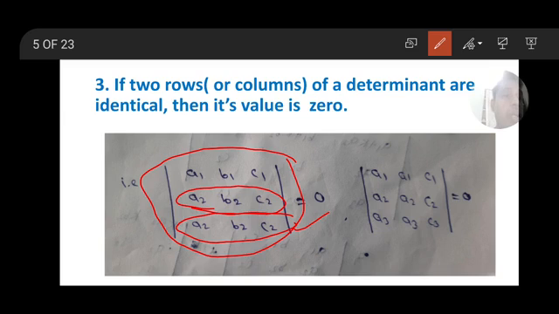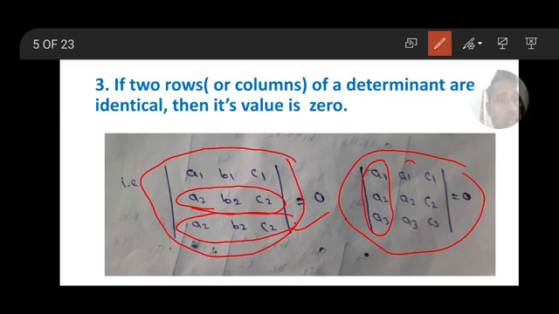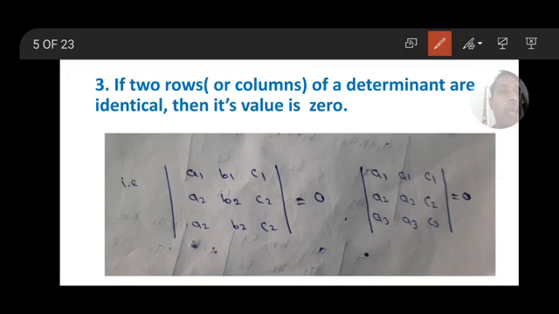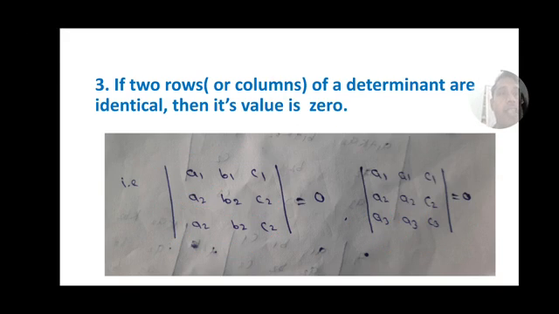For example, A1 A1 C1, A2 A2 C2, A3 A3 C3. In this determinant, the first column A1 A2 A3 and second column A1 A2 A3 are the same, means identical, then the determinant is 0. If two rows or columns of a determinant are identical, then its value is 0. No need to expand it and find out, we have to put it as 0.